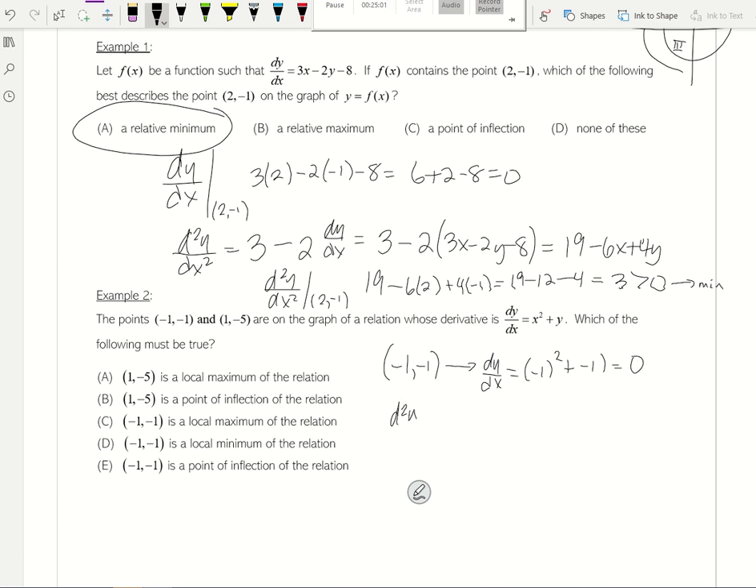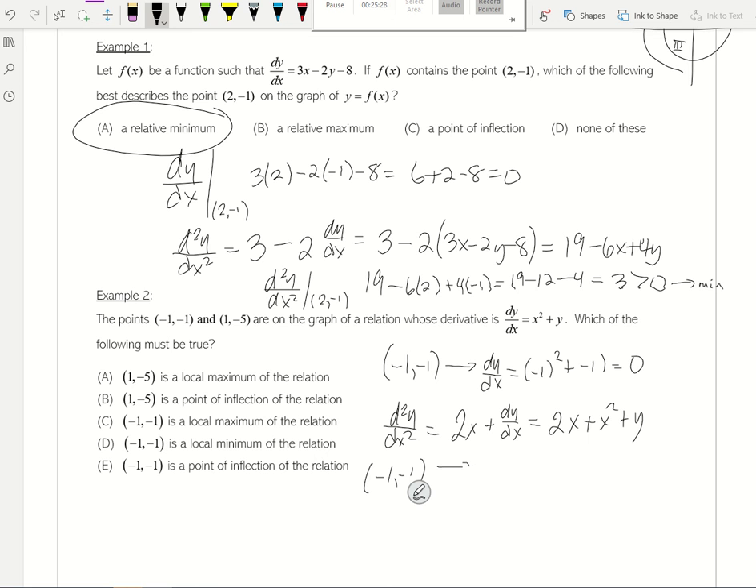So d squared y over dx squared is equal to, what's the derivative of x squared? 2x. What's the derivative of y? dy/dx. So I'm going to rewrite that with my dy/dx in. So that's going to be 2x plus x squared plus y. Does everybody see what I did there? Yes. Okay, so now I'm going to find the sign at -1, -1.